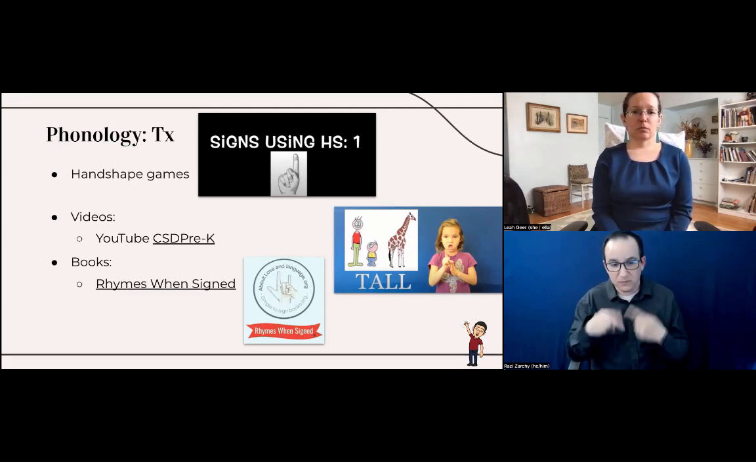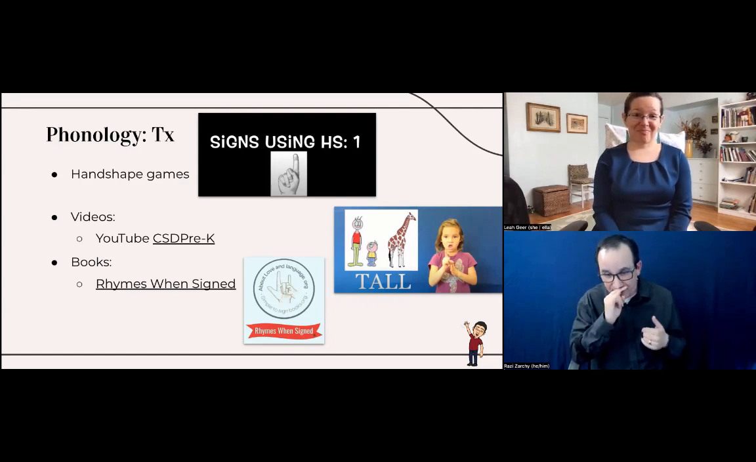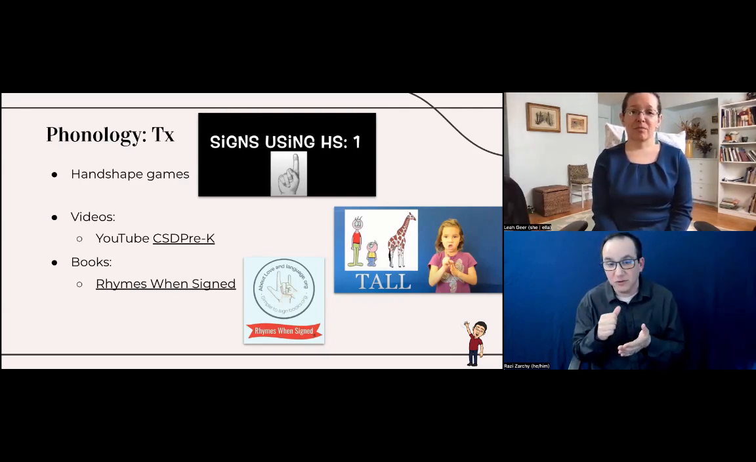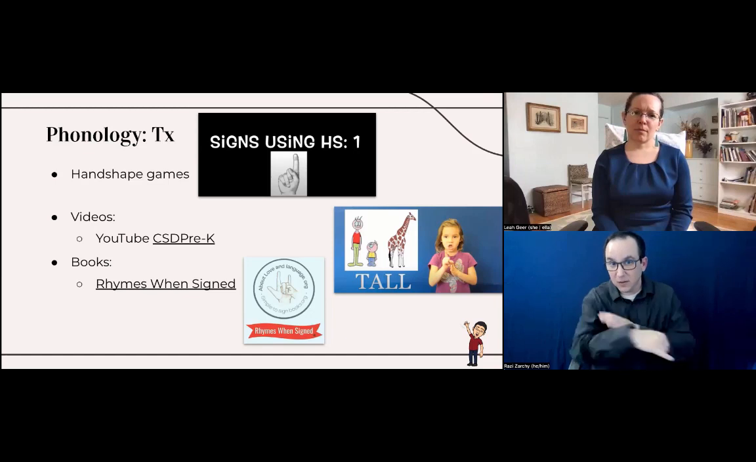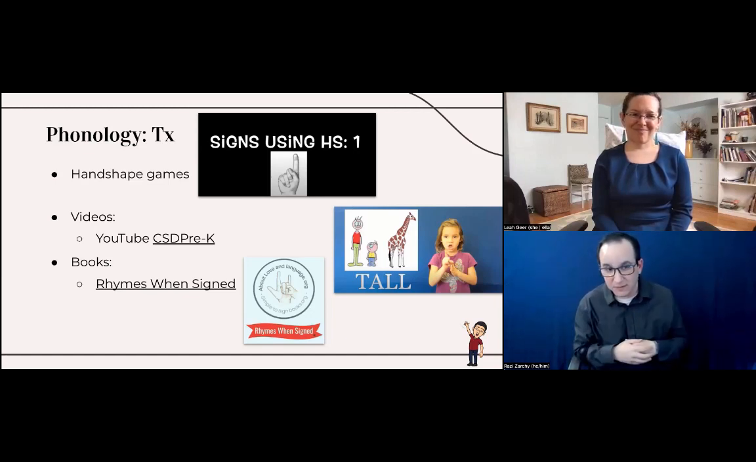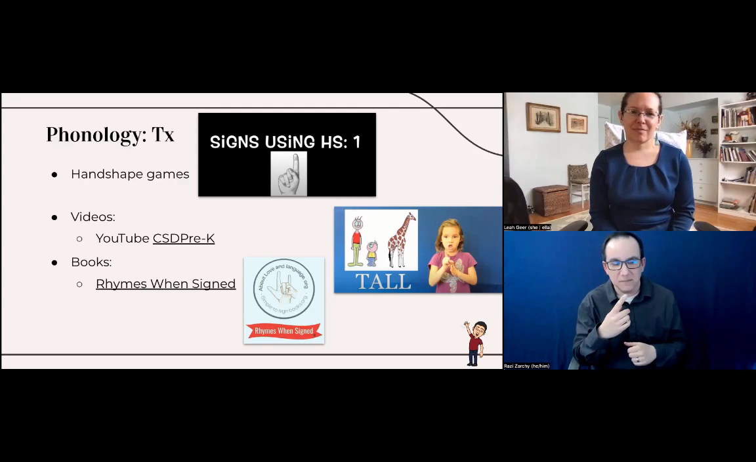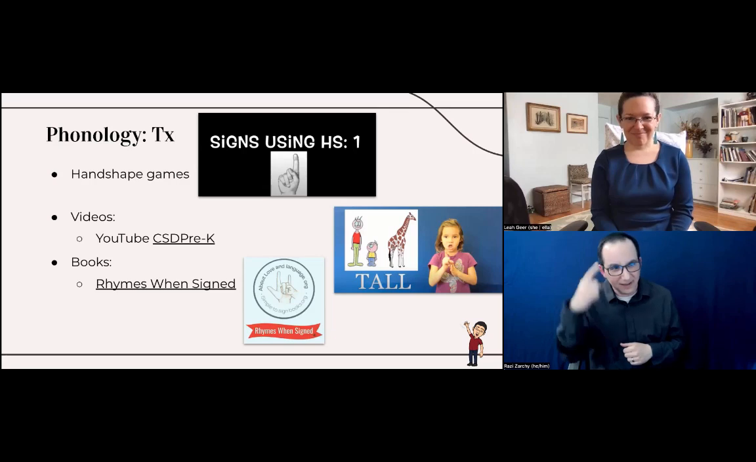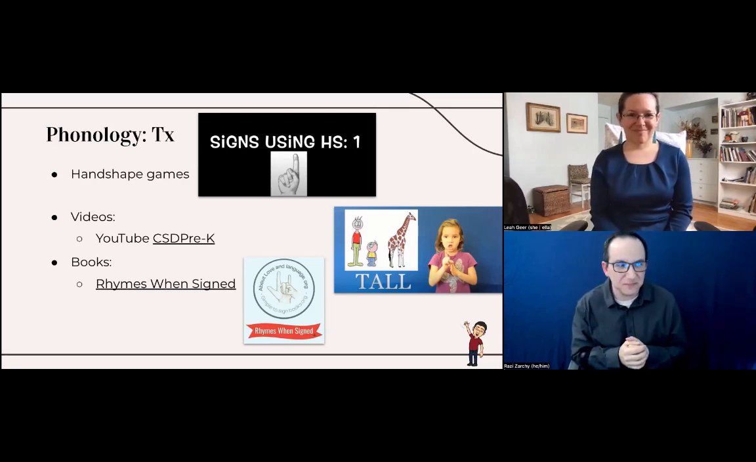Same with books. We have a book here, Rhymes When Signed. It's very cute. It's a great book. A lot of the kids love playing with it, where the hand shape is used over and over again and used the same to show rhyming. So on one page it has yellow whale. That's just one example. Or red shrimp, I think, something like that. It's cute.